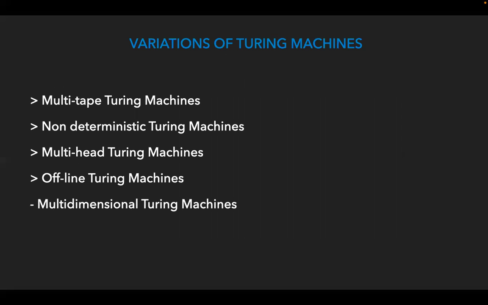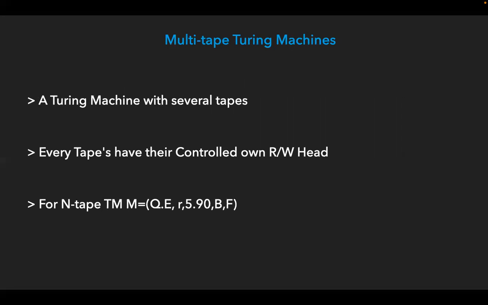And we have different variations of Turing machines, which are multi-tape Turing machines, non-deterministic Turing machines, multi-head Turing machines, offline Turing machines, multi-dimensional Turing machines. Multi-tape Turing machines. This is the Turing machine with several tapes, and every tape has its own controlled head. For n tapes, Turing machine M is equal to the formula. You can refer to the 7 tuples.